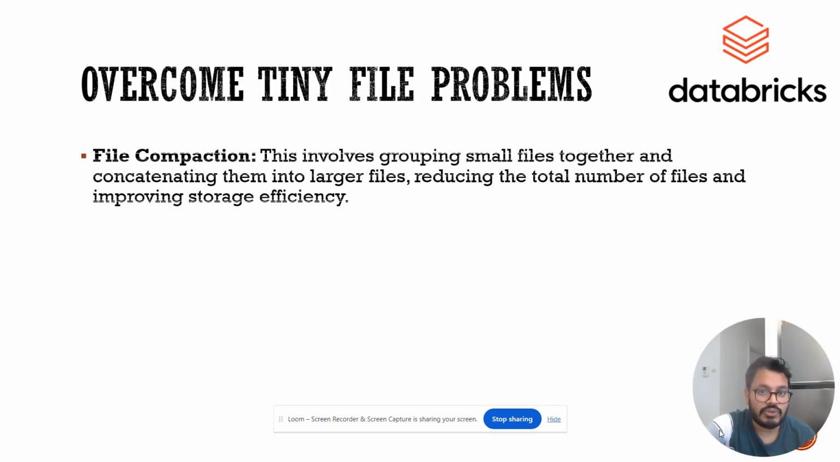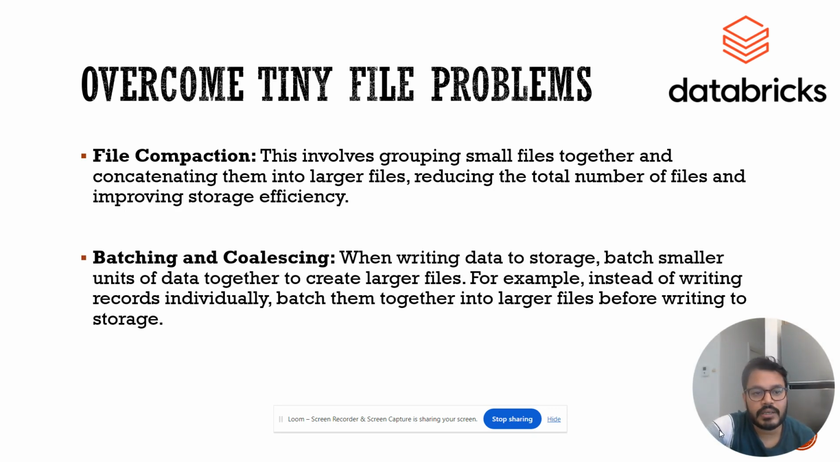So how to overcome the tiny file problem? Apply file compaction. Use some tool or write code to merge those small files into one before ingesting them into Spark. You can also use some batching or coalescing technique: writing data to storage and then batching smaller units of data together to create a larger file.